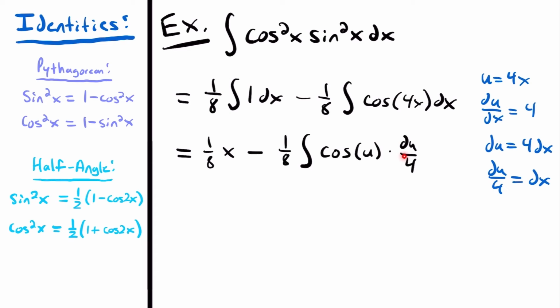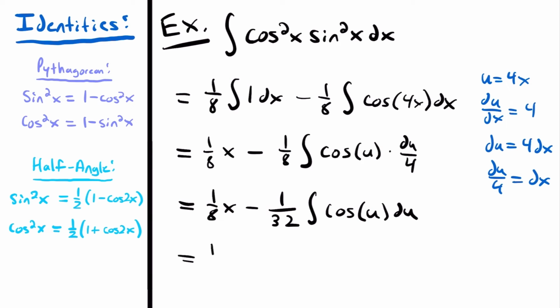And if we pull that 1/4 to the outside of the integral, this is equal to 1/8 times 1/4, which is 1/32, times the integral of cosine of u du. Now the integral of cosine is sine, and so this will be equal to 1/32 times sine of u, and then we'll add c.